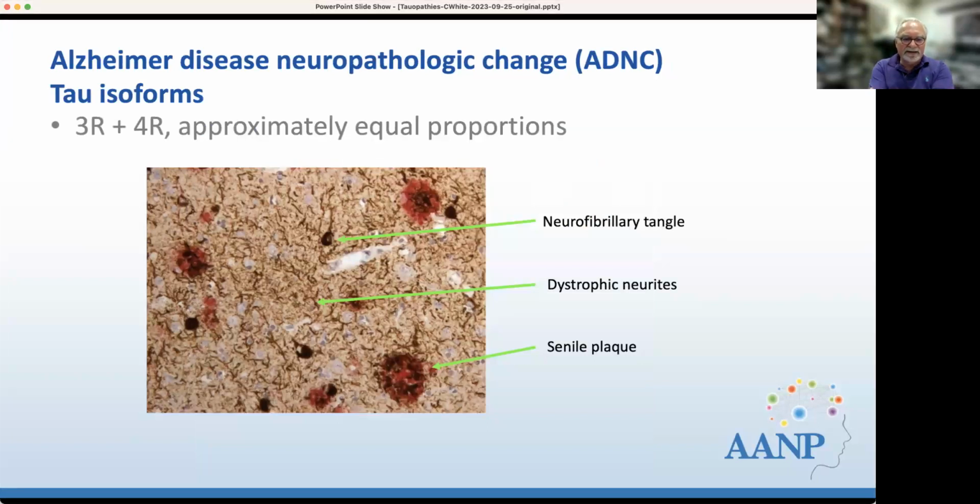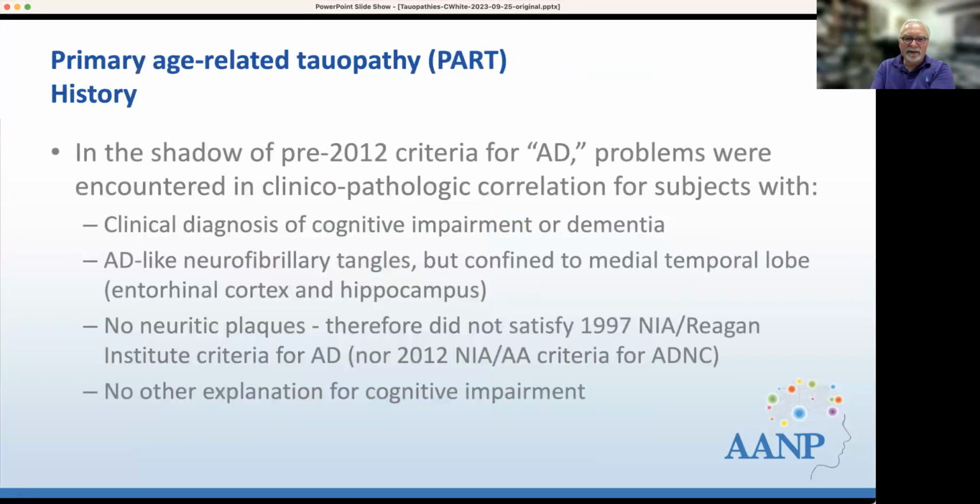Importantly, Alzheimer's disease is characterized by the deposition of both 3R and 4R tau isoforms in the neurofibrillary tangles, dystrophic neurites, and plaque neurites that characterize the disorder, and 3R and 4R tau isoforms are present in roughly equal amounts. So Alzheimer's disease is a good springboard for discussing the next entity that I want to bring your attention to, and that is so-called primary age-related tauopathy.